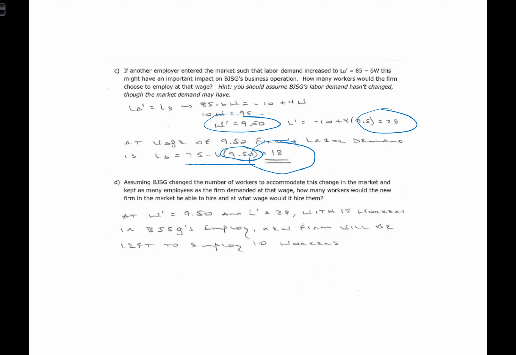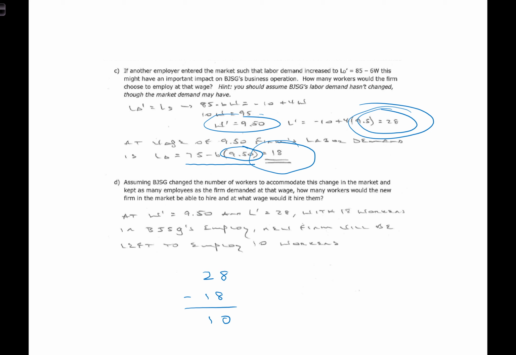Well, good. How many workers then will the other firm choose to employ? And this is honestly as simple as saying 28, which is the number of workers for the whole market we see here, minus 18, the number of workers that BJSG employs, only leaves 10 workers for the other firm to employ. How would the firm be able to employ maybe more than that? If they offered a higher wage. But I've said that this is a competitive labor market. So they really can't change the wage just in and of themselves.